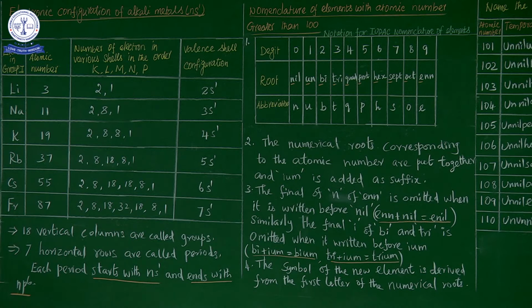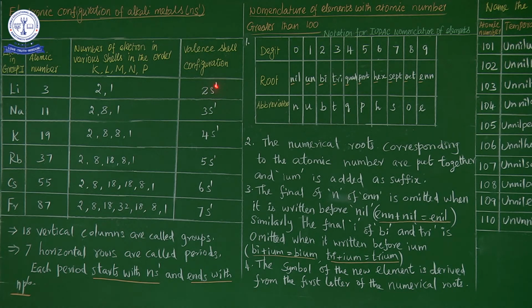The orbitals of the valence shell are filled by the electrons. But the outermost shell of this atom has only one electron. So the inner shell is filled with 2, and then the outer shell, the valence shell, is filled with 1. So its valence shell configuration is 2s1. Here 1 is the number of electrons, and 2 is the second shell.